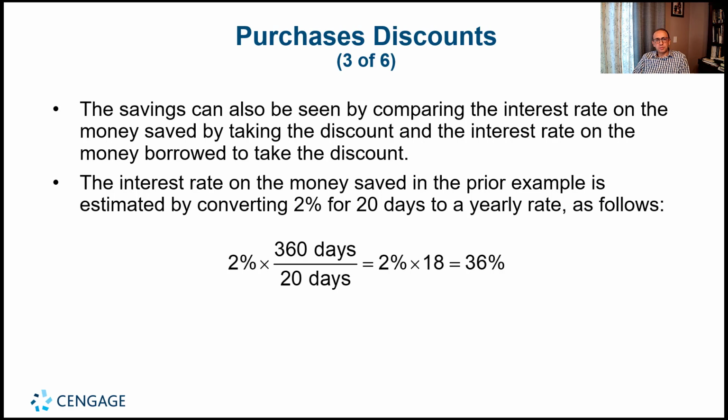So the saving can also be seen by comparing the interest rate on the money saved by taking the discount and the interest rate on the money borrowed to take the discount. The interest rate on the money saved in the prior example is estimated by converting the 2% for 20 days to the entire year. So if we convert 2%, that was for 20 days, we multiply by 360 divided by 20 days, that's equal to 36%. So it's very smart, because we borrowed at 6%, but we saved a 36% interest rate that we could have paid if we waited until the last minute, which is the 30th day. So again, this is just another way of looking at it.